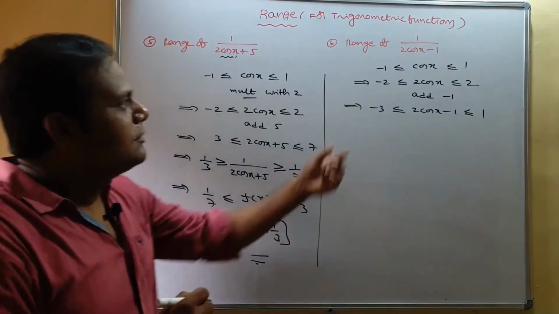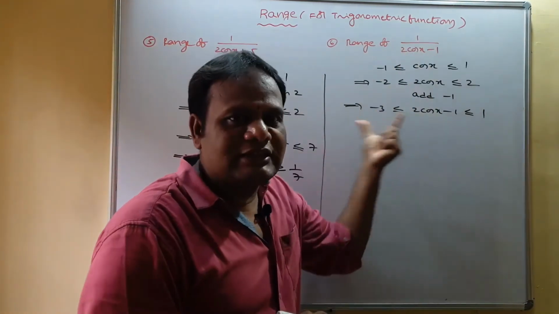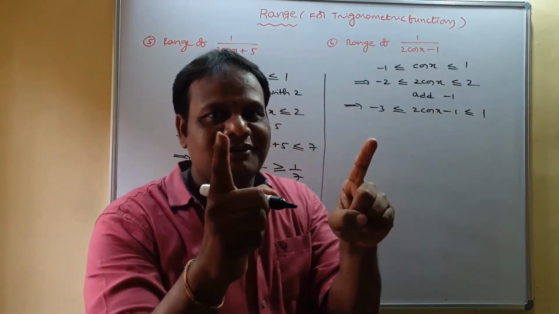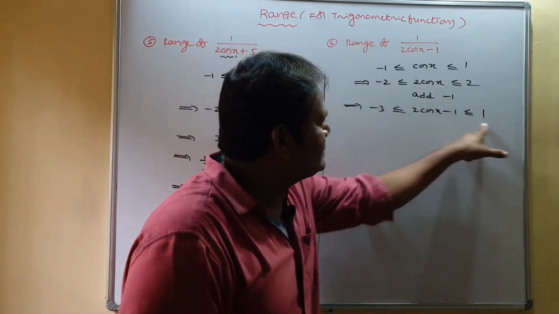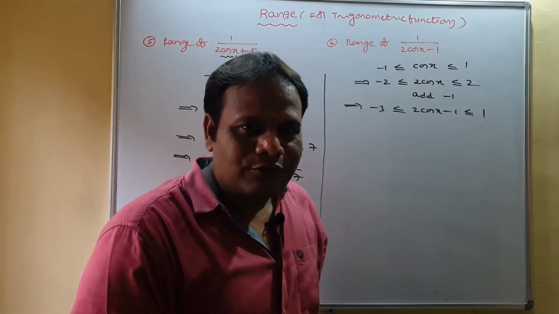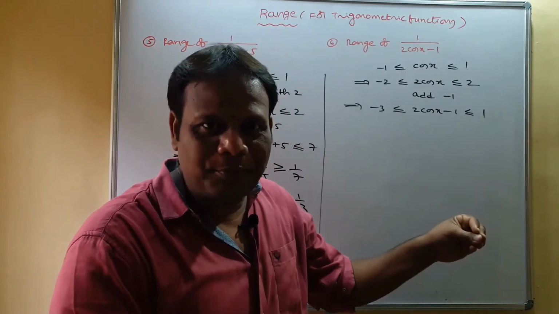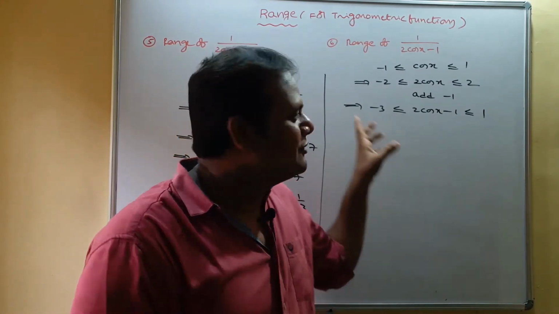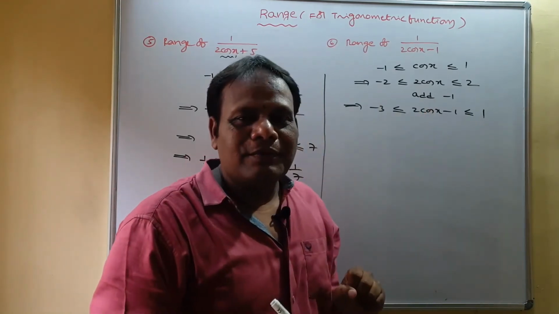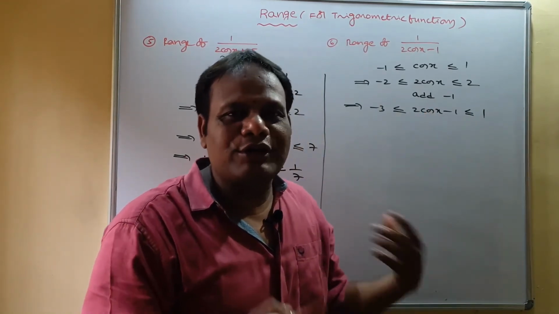We want 1 by 2 cos x minus 1. So you take the reciprocal. But one minute. Observe this. It is in between negative and positive. So can you blindly take the reciprocal? No, we know that. Why? Because between negative and positive, 0 is there. We can't take the reciprocal of 0.